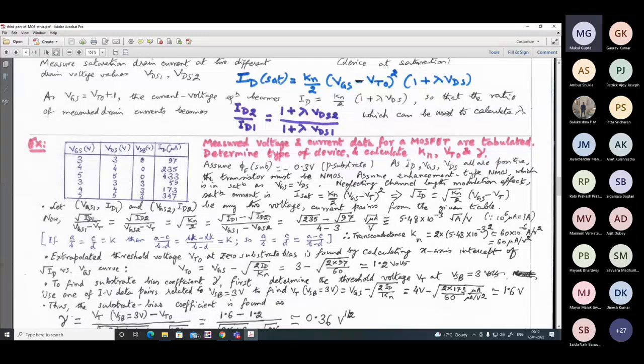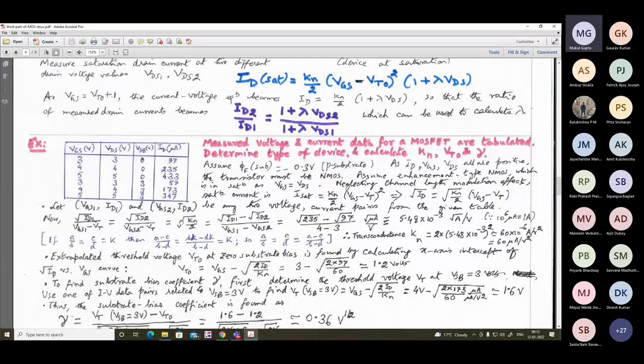For your benefit, I have written here: if A by B equals C by D equals some constant K, then A by B equals C by D equals A minus C by B minus D. That is your school days knowledge. You can apply it. So root over ID1 by VGS1 minus VT equals root over ID1 minus root over ID2 upon VGS1 minus VGS2. This provides us with a means to calculate the process transconductance.